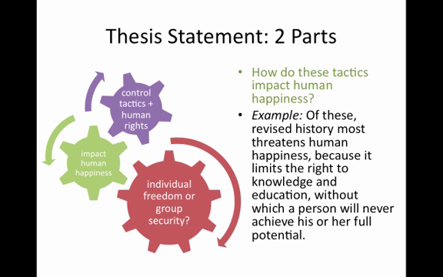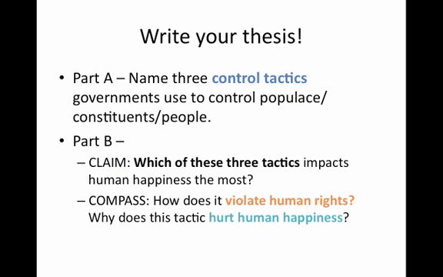The green is a little bit more complicated, and I would suggest you add it as a second sentence in your thesis statement. The question you're answering is, how do these tactics impact human happiness? So for me, the second sentence of my thesis would be, of these, revised history most threatens human happiness because it limits the right to knowledge and education, without which a person will never achieve his or her full potential. So again, the green question is answered in the second sentence of my thesis statement.